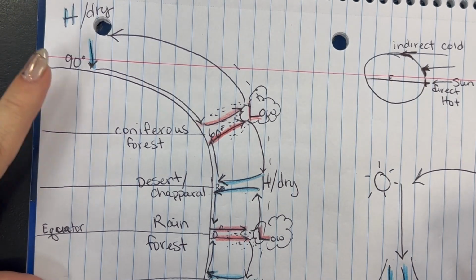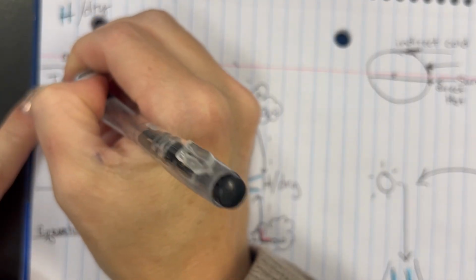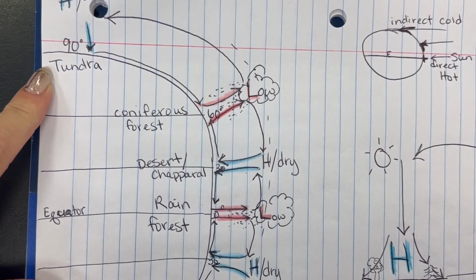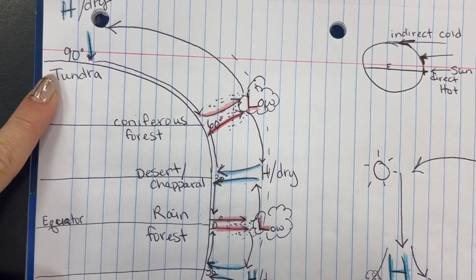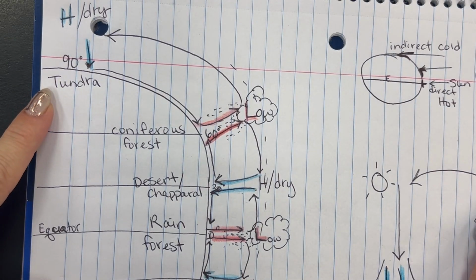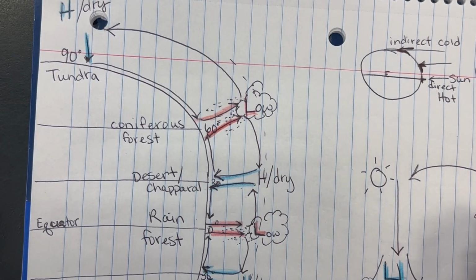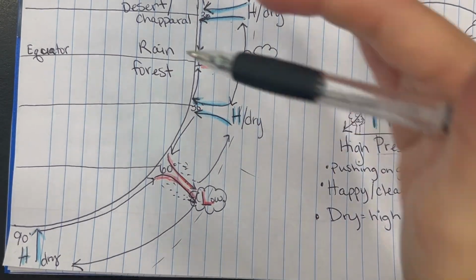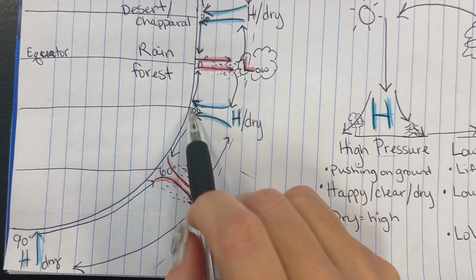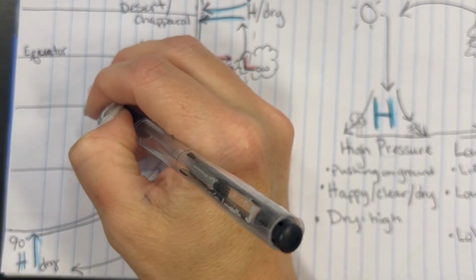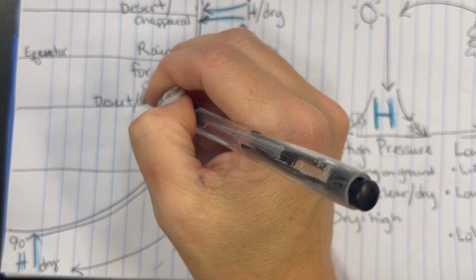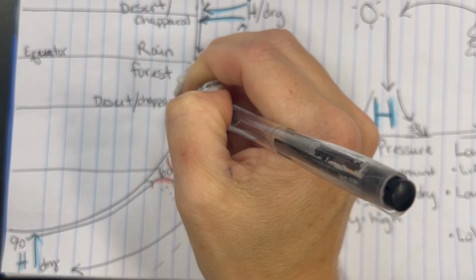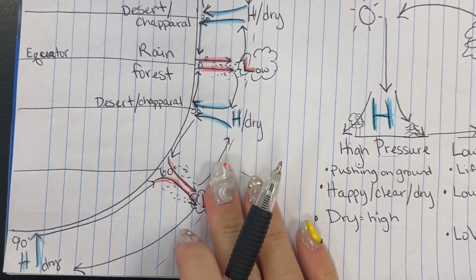And then up here at the poles, this is where we have the tundra. Tundra is essentially a sheet of ice. This is considered a desert. It's a frozen desert. Tundra is a frozen desert. All right, now, as we go down into the southern hemisphere, looking down at the 30 degrees right here, this is also where we have more desert and chaparrals. There's some grasslands spread throughout too.